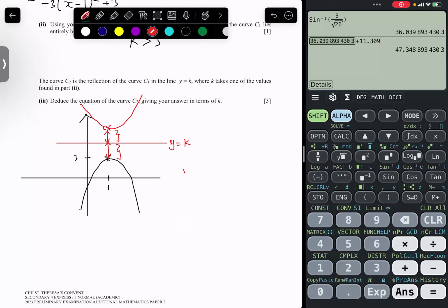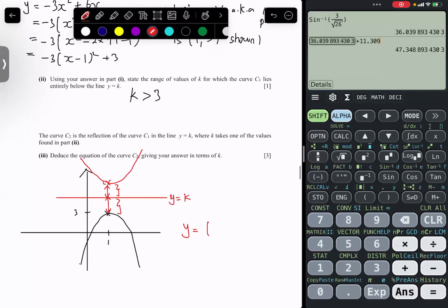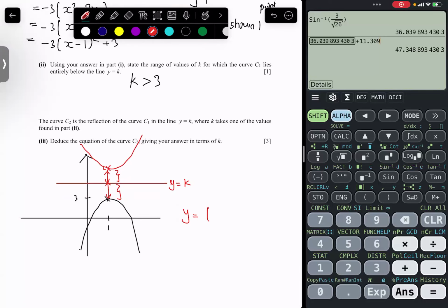Now, the curve is going to be y equals, now it's no longer negative, so it's going to be positive, x minus 1 squared plus something, which is a turning point. So this turning point is k minus 3, correct? So this distance is k minus 3, so this distance is k plus 3. So plus k plus 3.